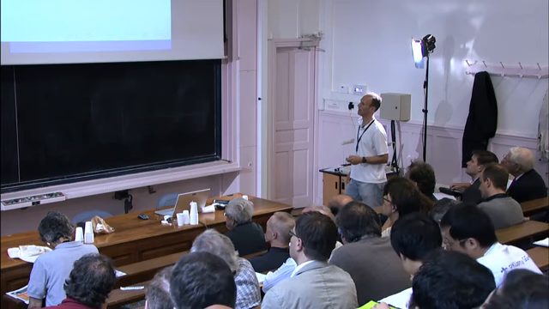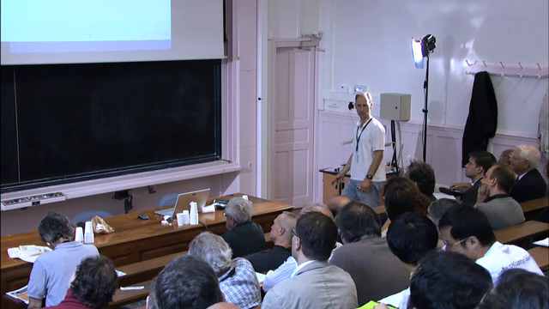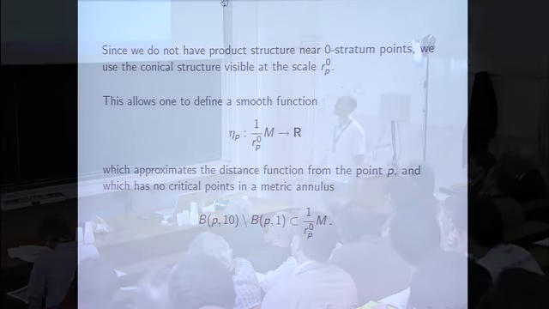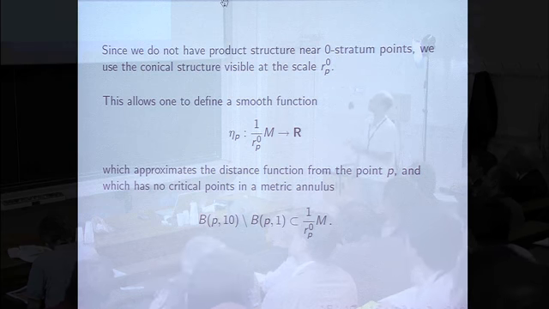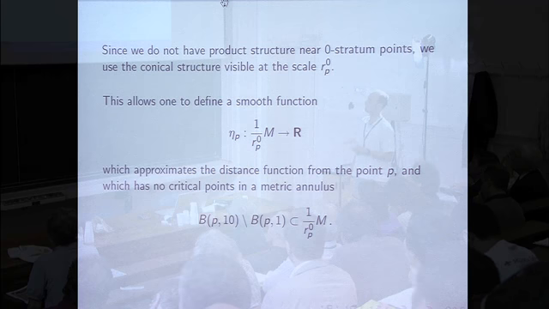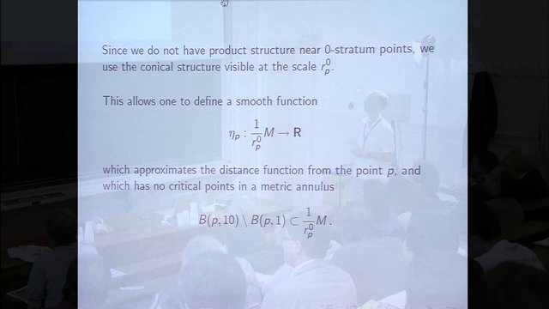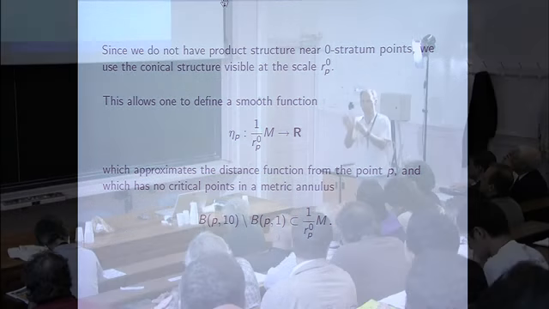And finally, the manifold rescaled, viewed at this scale, is close to the metric cone. So we don't have a product structure here to define the map eta p that we had before, but what we use instead is the conical structure that's visible at this scale, and that allows you to define a smooth function here, which is an approximation of the distance function from the base point p in this nearly conical space. So this is globally smooth, but it has particularly nice behavior in this metric annulus. It has no critical points.